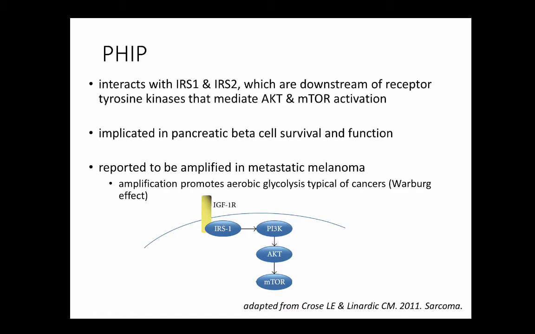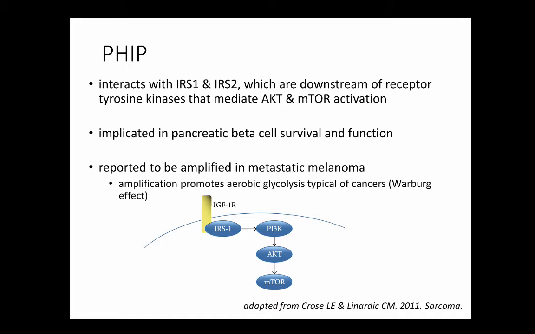So what is PHIP? It's a good question, because not many people have been looking at it. It seems to interact with adapters that are downstream of receptor tyrosine kinases. And importantly, these go on to activate AKT and mTOR. In beta cells in the pancreas, if we knock down PHIP, it's been shown to, again, knock down AKT and therefore impair cell survival.